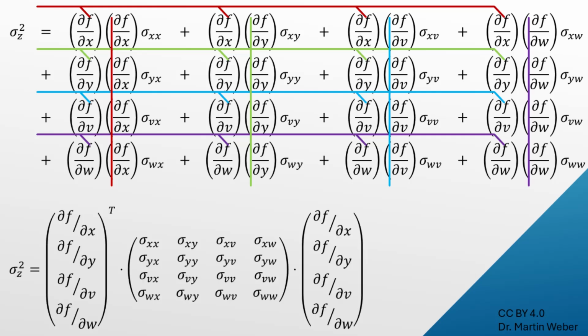The first and last vectors contain the same sensitivity coefficients. The last one is a column vector and the first one is the transposed version to result in a row vector. Squeezed between is the quadratic covariance matrix. The diagonal elements contain the variance and the off-diagonal elements contain the covariances.